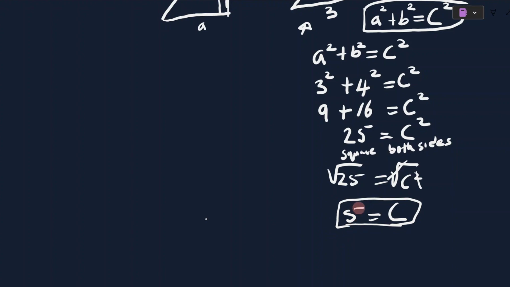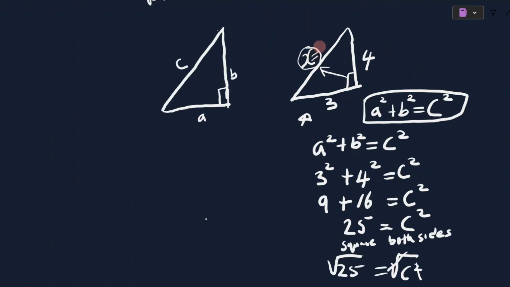And this is what the Pythagorean theorem states. s is equal to 5. If we understand this question that we just solved, we can now solve our original question.